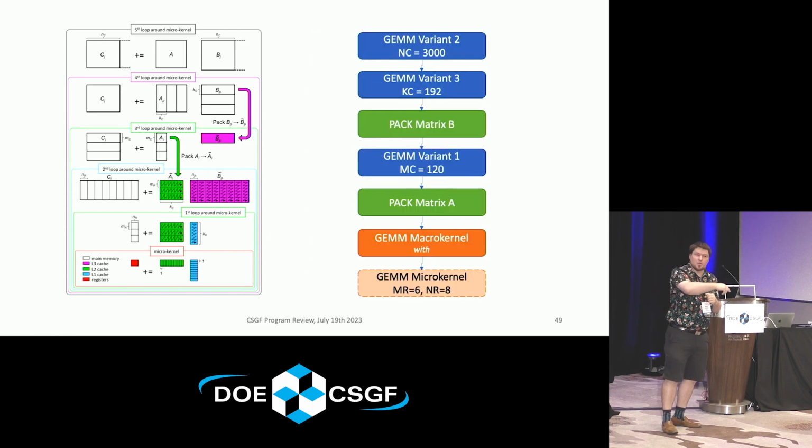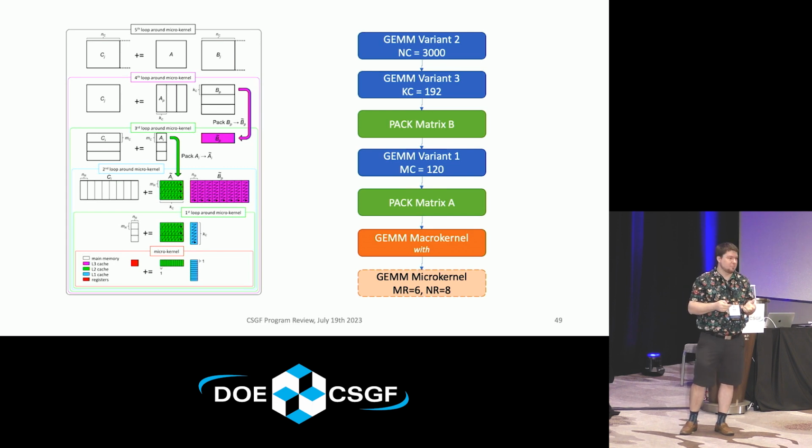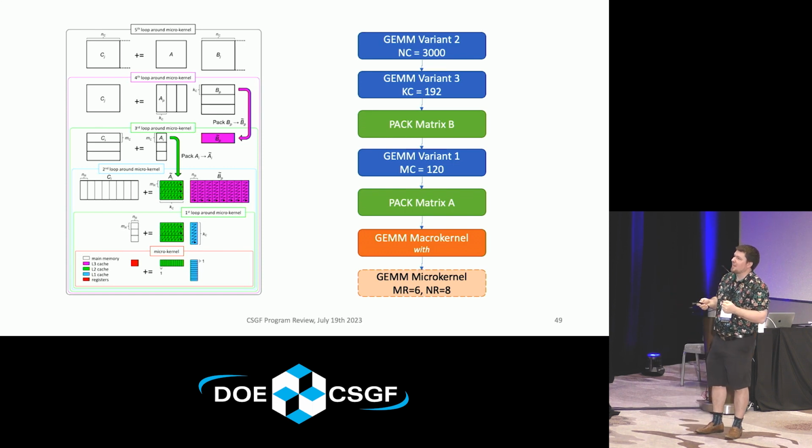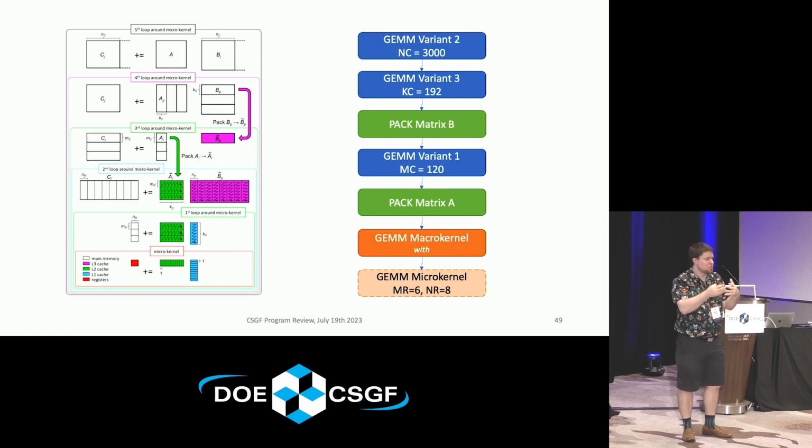So we encode that using something we call a control tree. It says at each step, what is our next sub-algorithm going to be? Which one do we partition next? We have to do this thing called packing, so that we can ensure linear access at the low level so that we don't have page faults and other things like that.